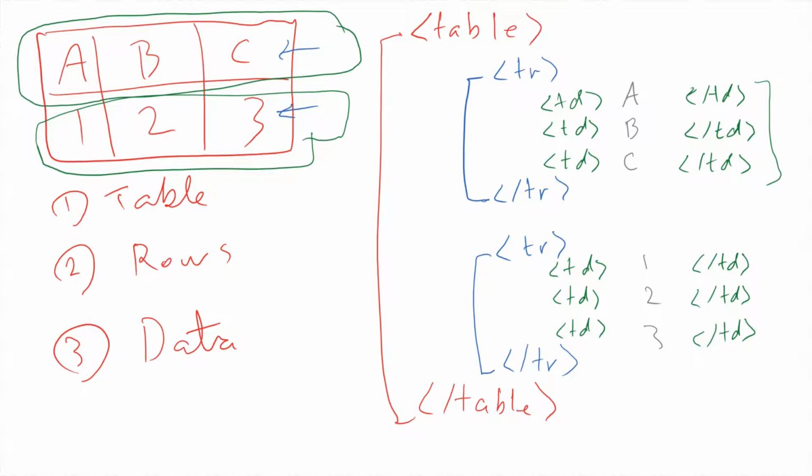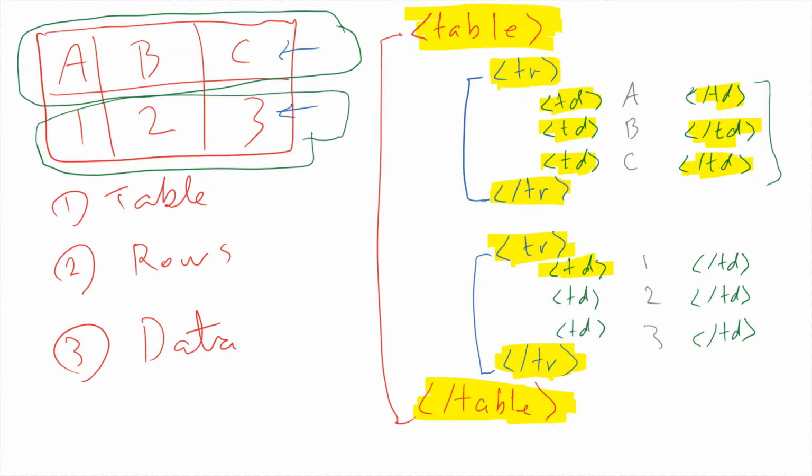Just before closing this video, we're going to recap what we have done. We've created the table and we've closed the table tag here. We've created the first row, the second row, and after that we've created data cells, as you see here. By the end, we put the contents A, B, C, 1, 2, 3.